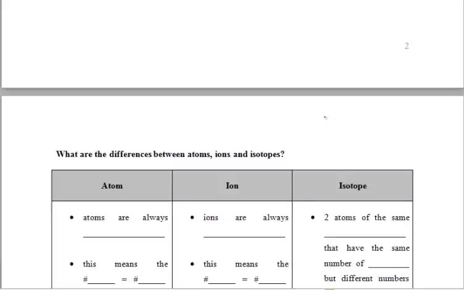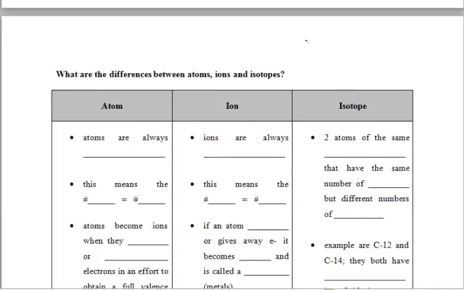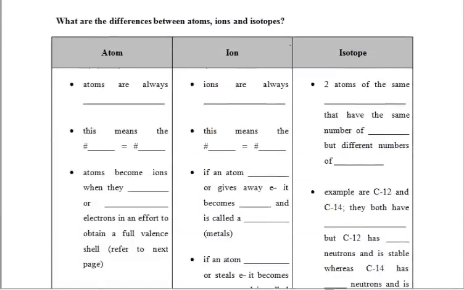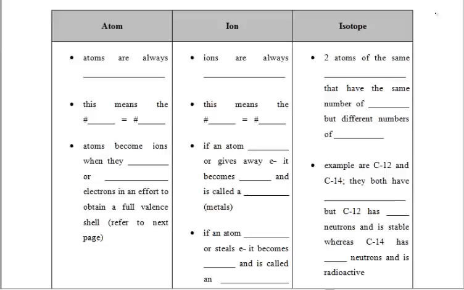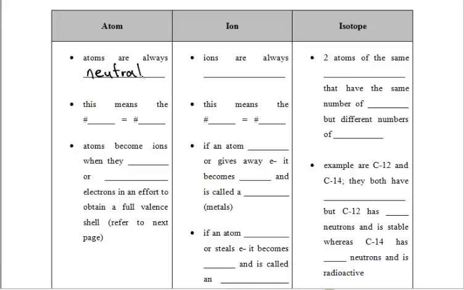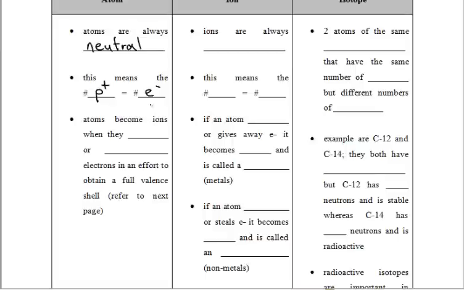Now, throughout Biology 12, we'll be referring to atoms, ions, and isotopes frequently. So it's important that we have a basic understanding of the 3 words. So atoms are always neutral. This means their number of protons, or positive charges, must equal their number of electrons, or negative charges. The number of positives and negatives equal, they cancel each other out, and you get a neutral atom.